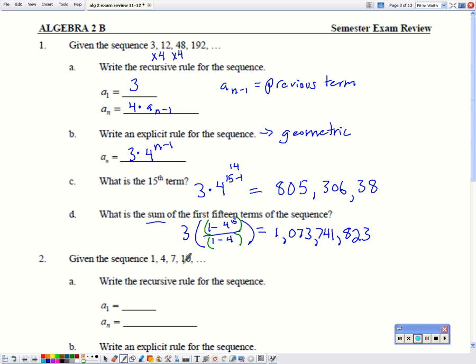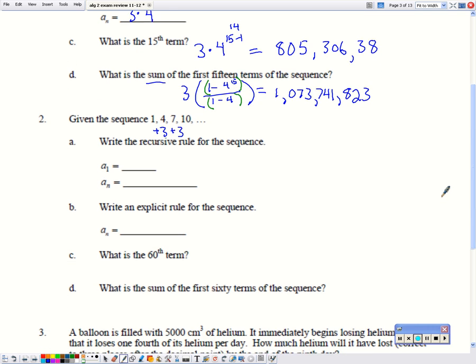Number 2, given the sequence 1, 4, 7, 10. Well, 1, 4, 7, 10 we can see is an adding sequence. That means it's an arithmetic sequence because we're adding 3 each time. Write the recursive rule. The first term is 1, and I'm just going to take my previous term, A sub n minus 1, and I'm going to add 3 to it.